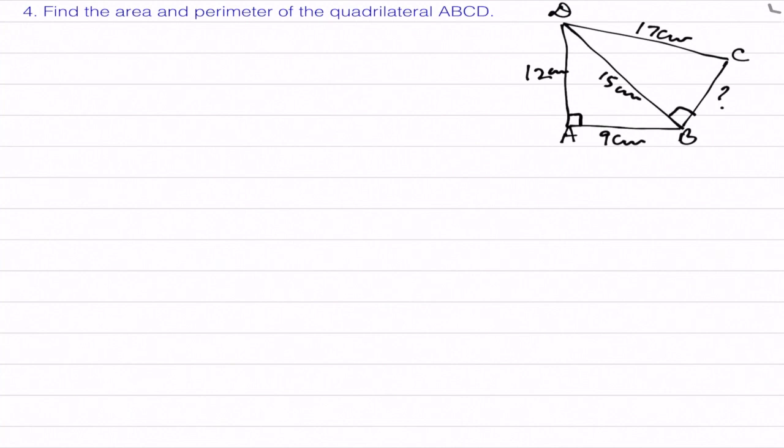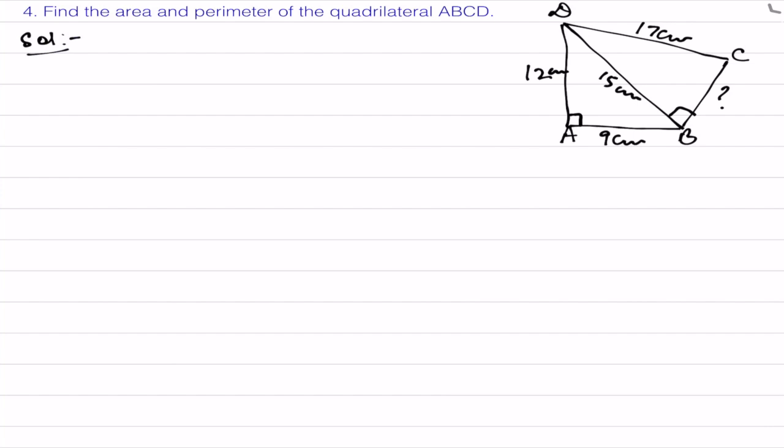So next question is, find the area and the perimeter of this quadrilateral ABCD. Here we can see that three sides are given and we have to find the perimeter. Perimeter means the sum of all the sides. Now three sides they have given, but this fourth side is missing. So how to get the fourth side?